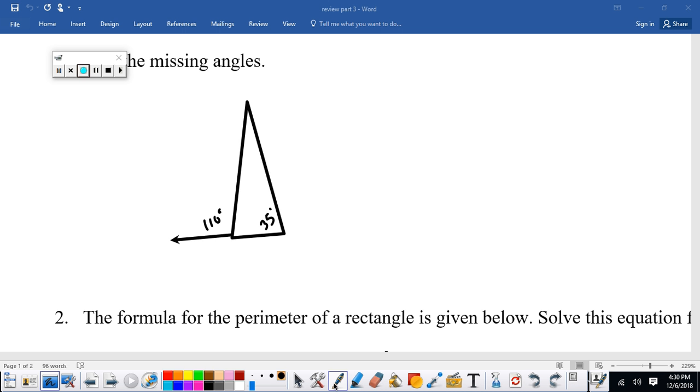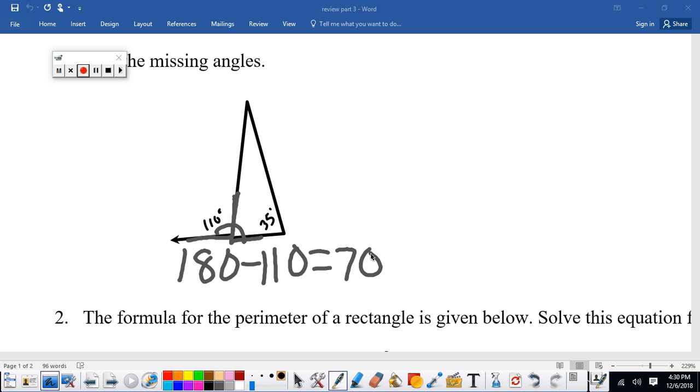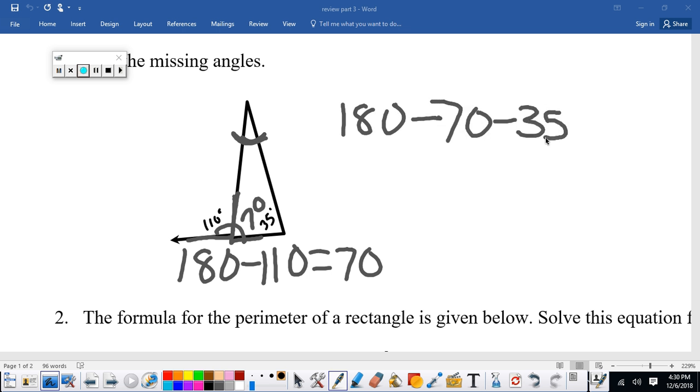So again, this angle right here and this angle there together should equal 180. So 180 minus 110 gives me 70. That means this right here is 70. I'm still missing this angle up here. In order to get that angle, a full triangle should add up to 180. So I need to do 180 minus 70 minus 35. Okay, so I believe when you subtract that out, you get 75.